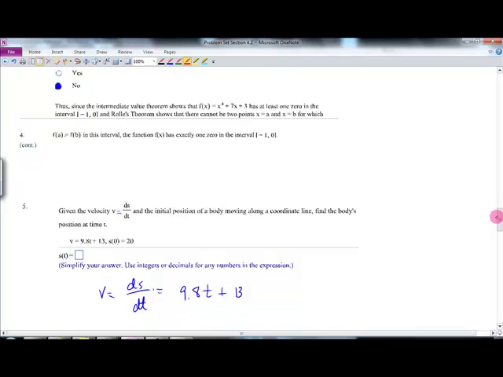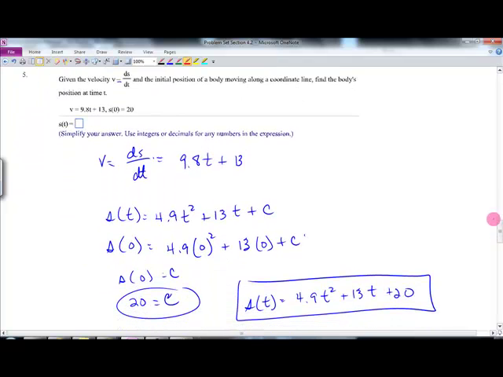All right? Number 5 and 6 make us think a little bit differently than we've been thinking, and it's getting us ready for chapter 5. Given the velocity v equals ds/dt, so that's the derivative of the position. Remember, position is usually s, the position function.